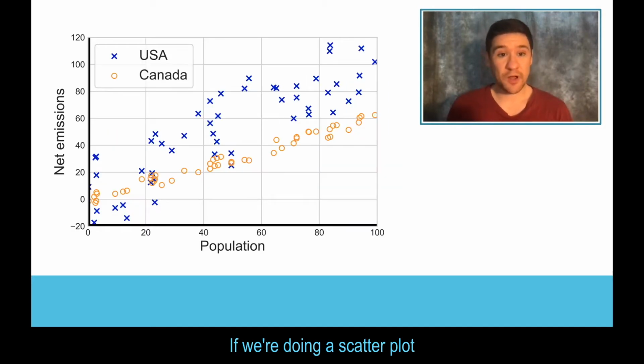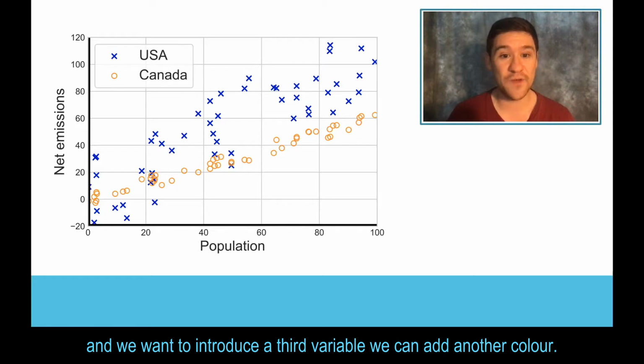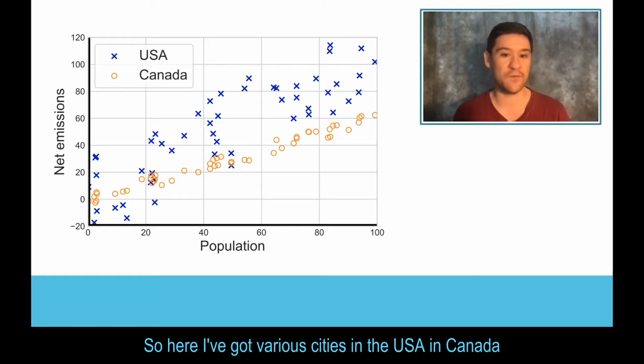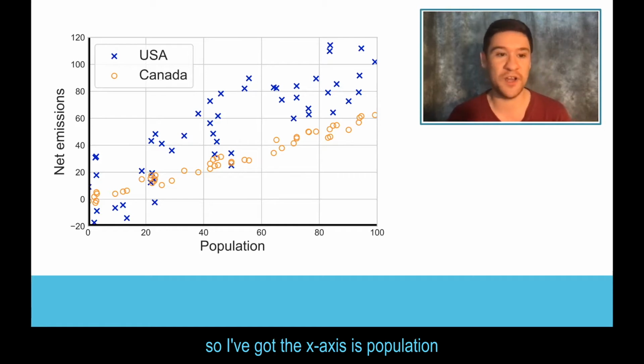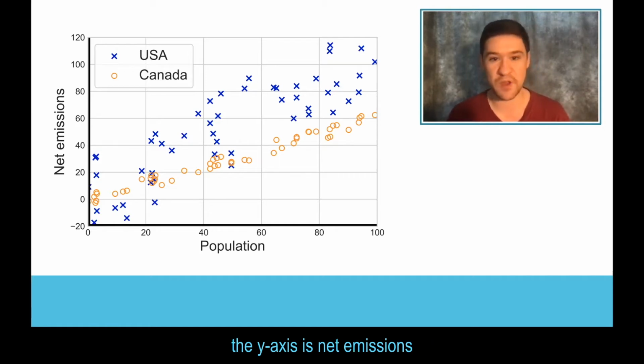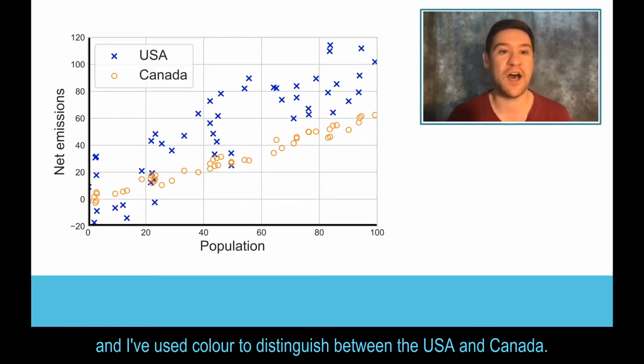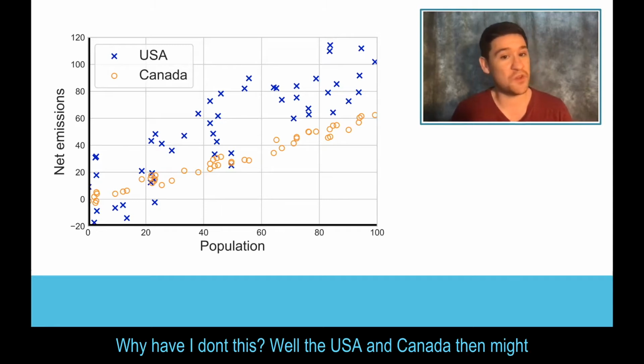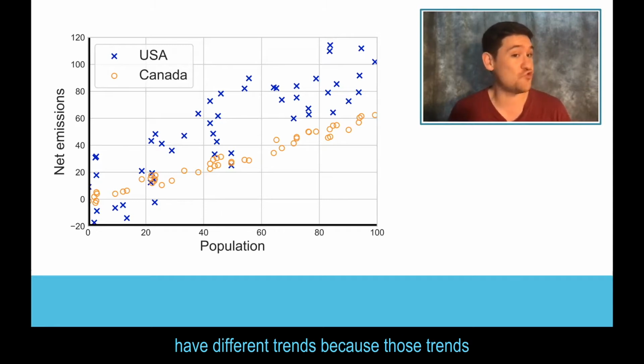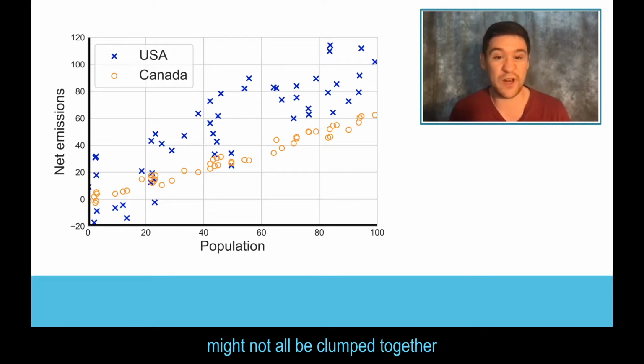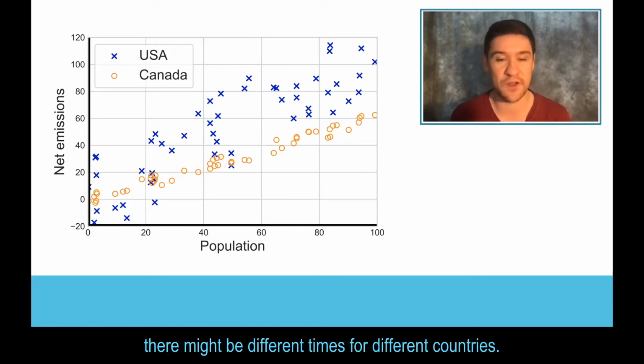If you're doing a scatter plot and we want to introduce a third variable, we can add another color. So here I've got various cities in the USA and Canada. The x-axis is population, the y-axis is net emissions, and I've used colour to distinguish between the USA and Canada. Why have I done this? Well, the USA and Canada might have different trends because those trends might not all be clumped together. There might be different trends for different countries.